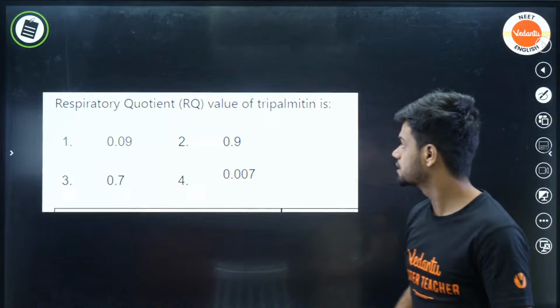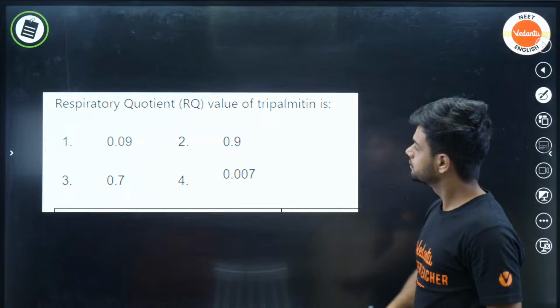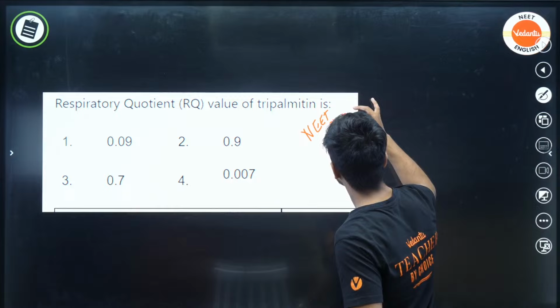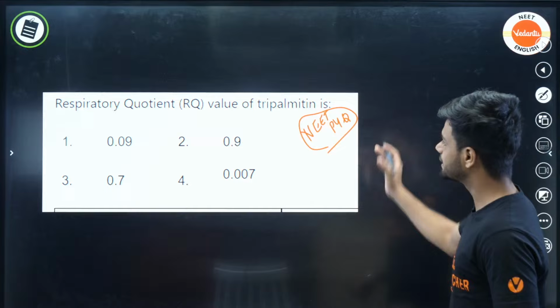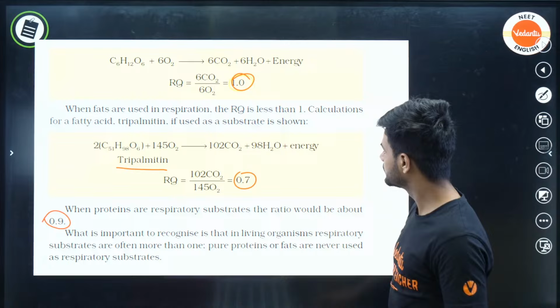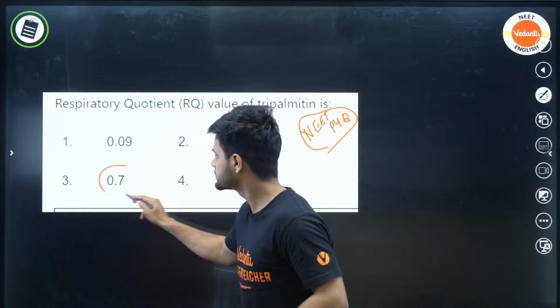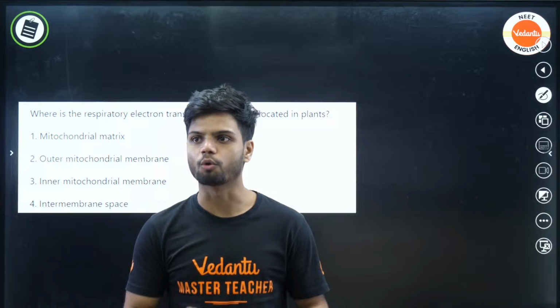So students, can you solve this question fast? This is a direct NEET PYQ. The respiratory coefficient value for tripalmitin is nothing but 0.7. Clear?